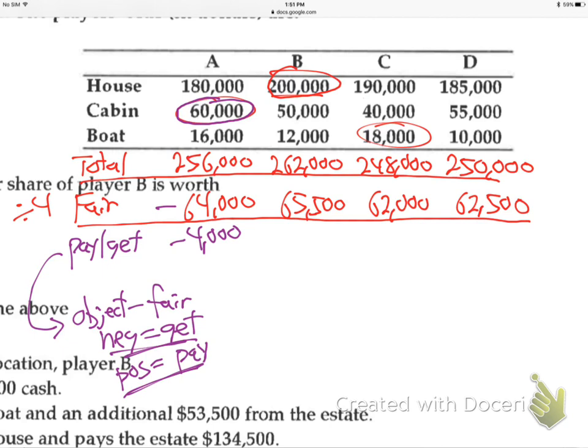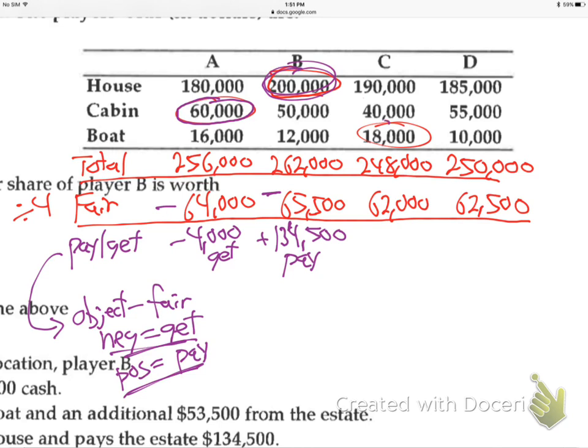All right, and then the next person. Take the object minus the fair share. So 200 minus 5. I'm getting 134.5. Positive 134.5, which means that person's going to have to pay. So this person's going to have to pay $134,500 into the estate. Why? Because they got something too valuable. They were given a house, which they thought was worth way more than their fair share, so they've got to pay some money back into the estate.